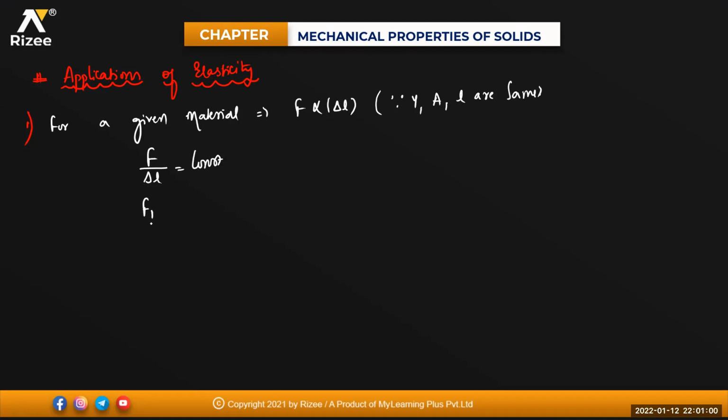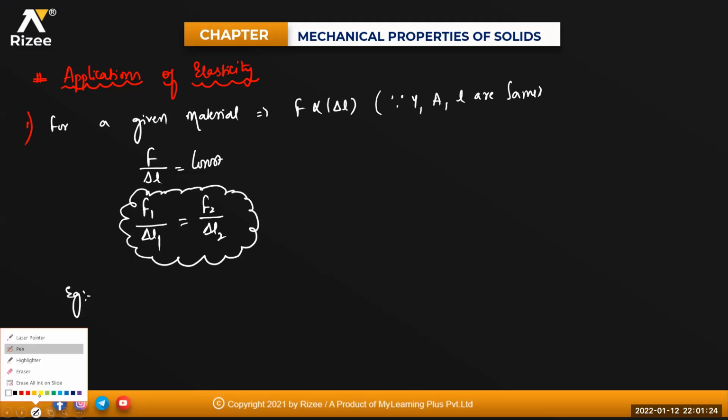So I can say here, F1 divided by the elongation in the first wire must be equal to F2 divided by L2 elongation in the second wire. Clear? Very important application, beta. If the Young's modulus, area, and length are the same, F by elongation will always be constant. Okay, let me give an example for this one. So many times it has occurred in your competitive examinations also.